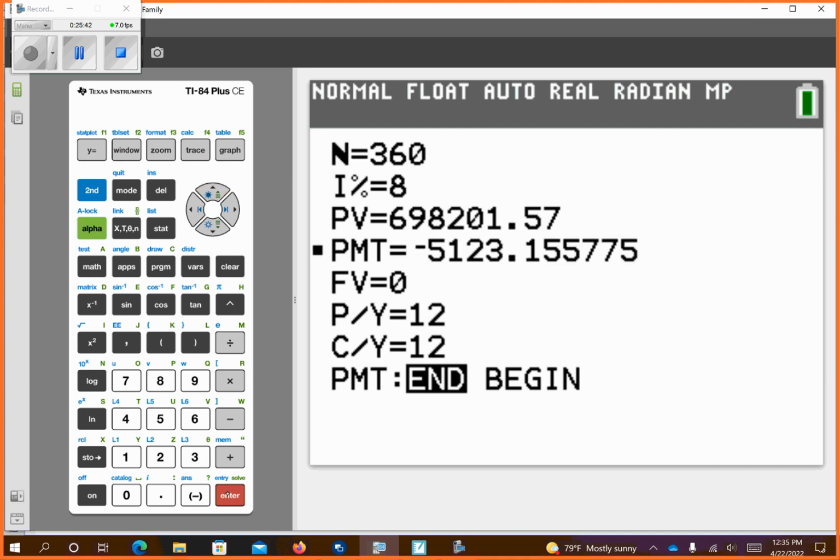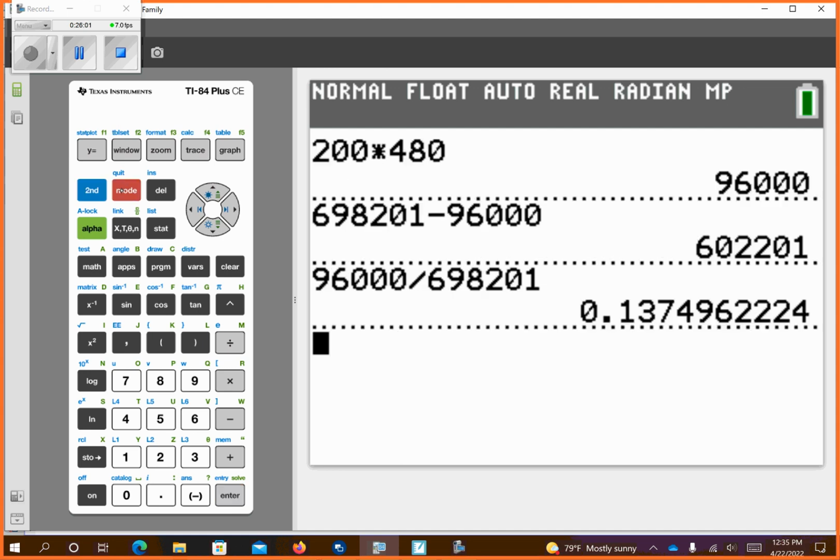So that means this. Alpha, enter. So you are now going to get $5,123.16 a month for the next 30 years. So somebody do me a favor. Write down 5123.16. You have it? Tell me it. 5123.16. And we did 360 equal payments.